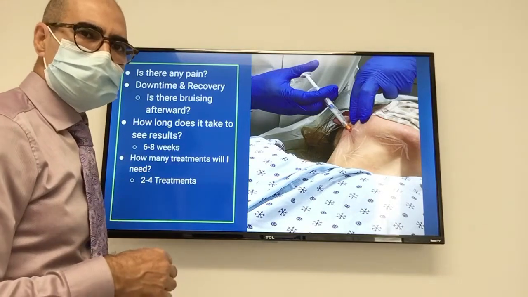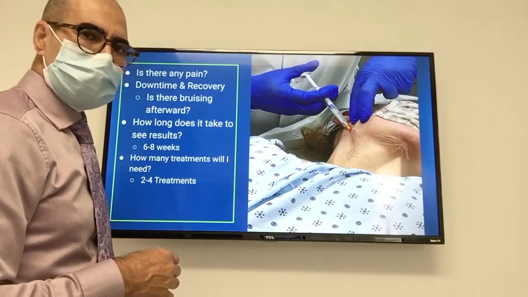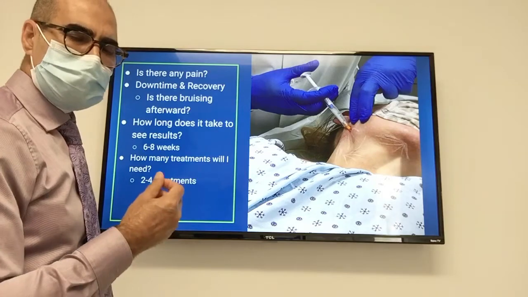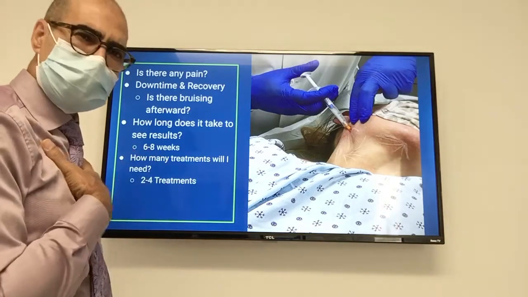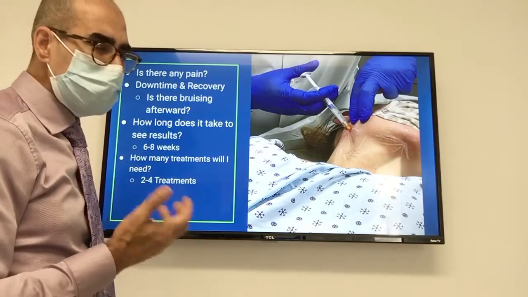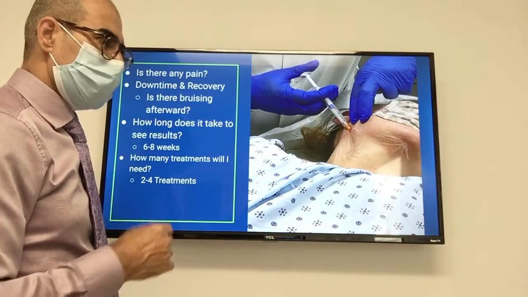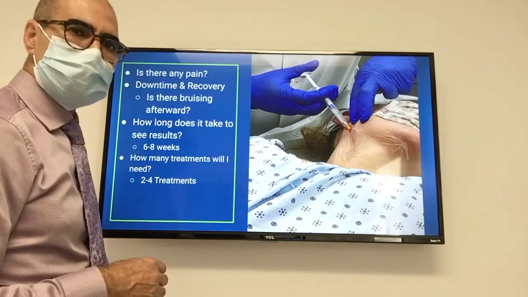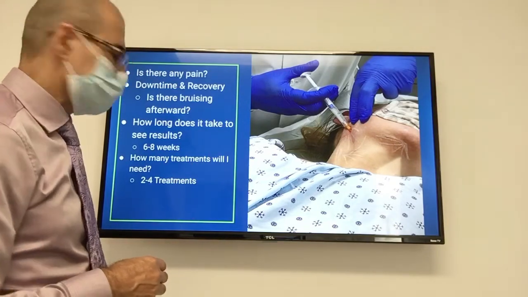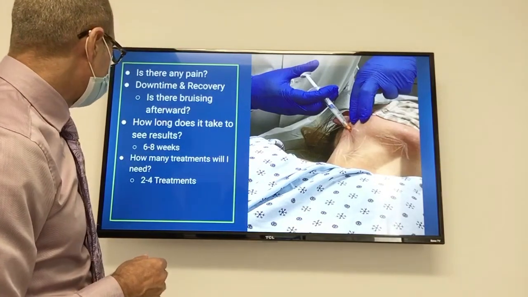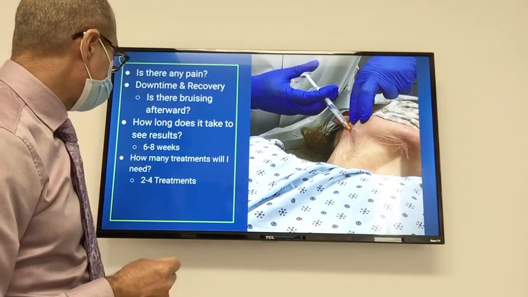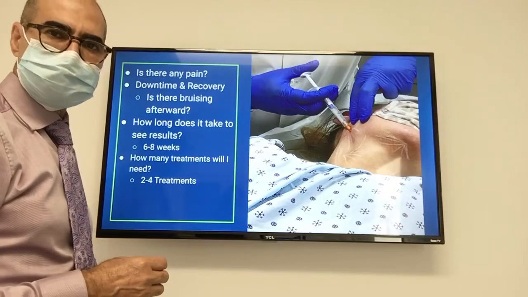She's experiencing significant improvement, both in terms of the tightening. You just don't see the fine lines anymore. Some of it may just be swelling, but we'll follow up with you in terms of what this really looks like in about 6 to 8 weeks or so. And the number of treatments it takes is 2 to 4 treatments.